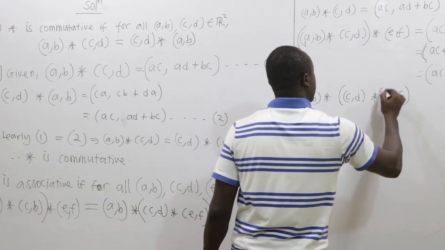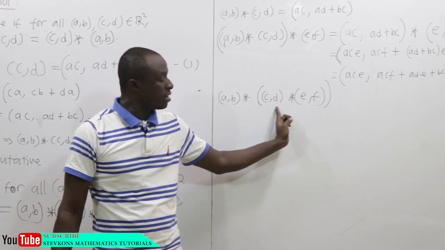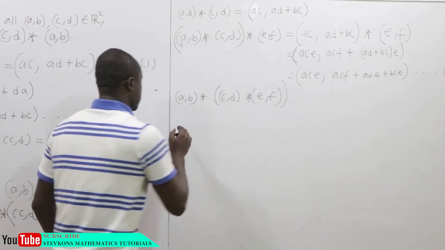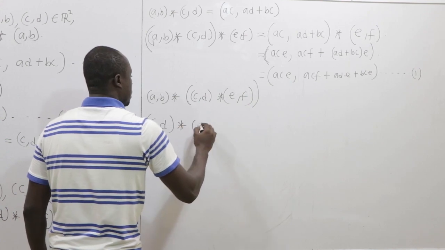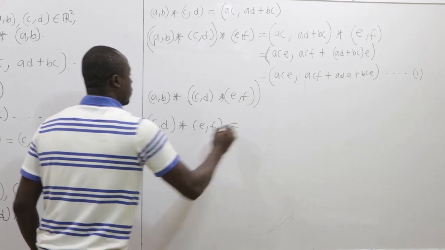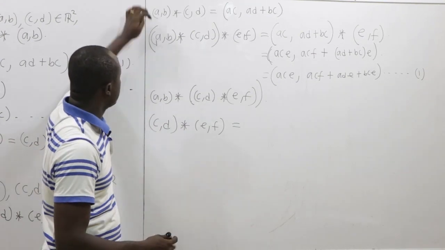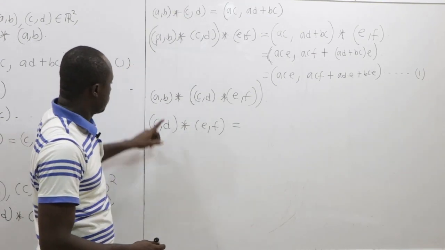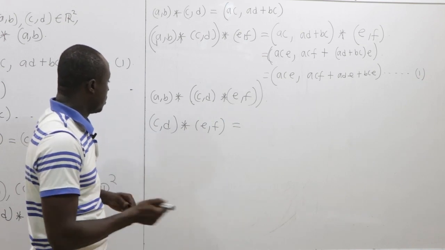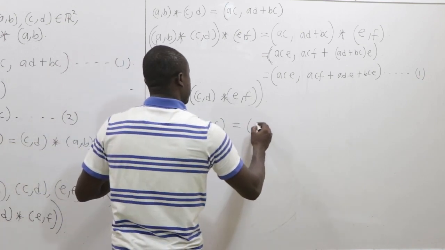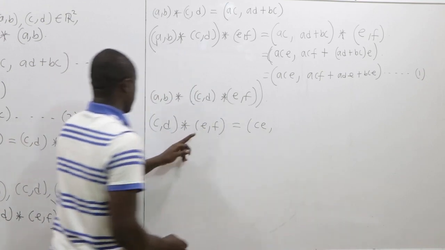So first, what do we need to do first? The bracket first. So we have (C,D) star (E,F). We have to consider this first. Now what is the rule saying? That is A times C. So this is A, and this is C's are E. So this will give us CE, comma.